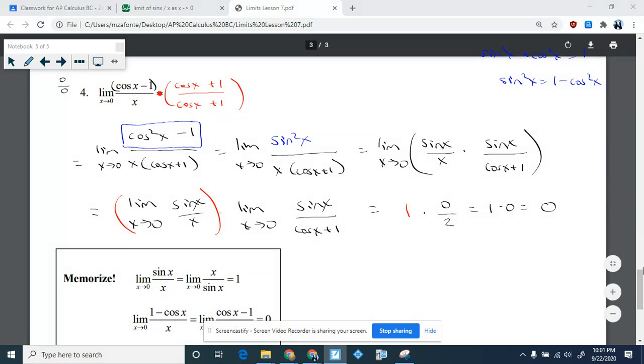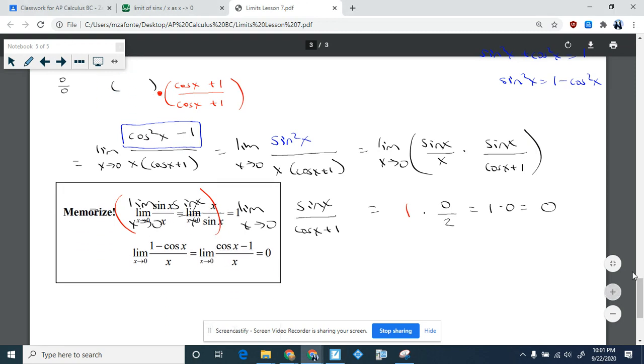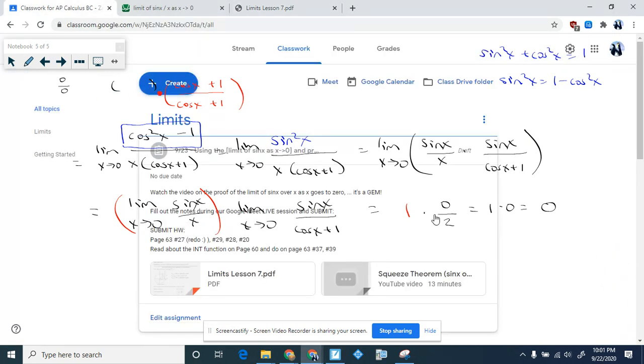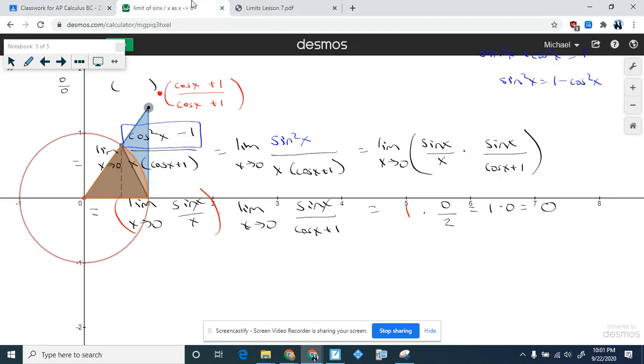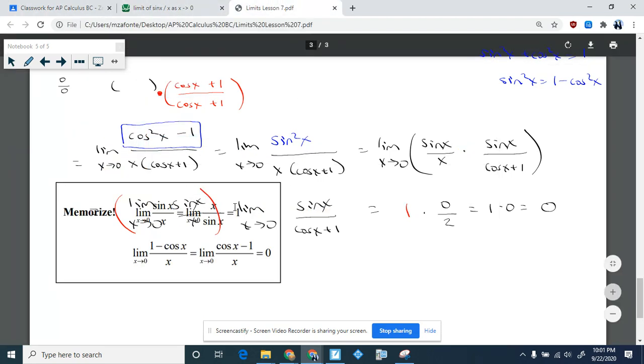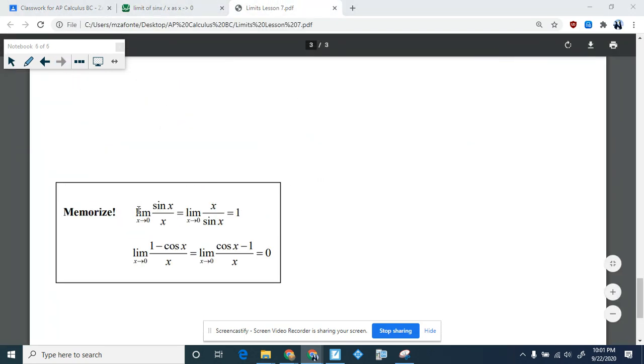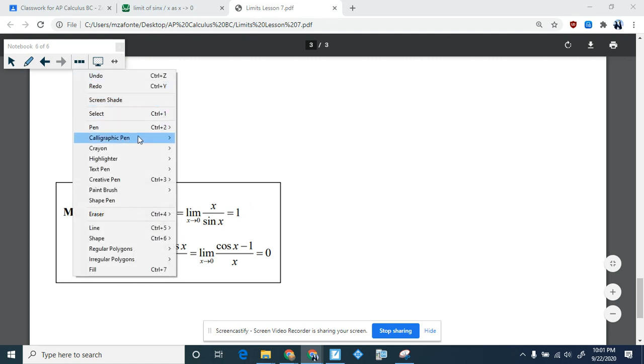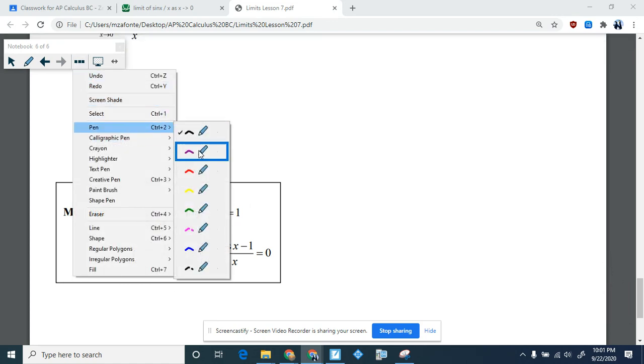All right. So if I scroll down to this little box, Mrs. Haas put this nice little box here and said, hey, these are the limits we want you to memorize. So the limit of sine x over x, and x over sine x, as x goes to 0, that limit is 1. This is how my teacher used to make us memorize this, right?